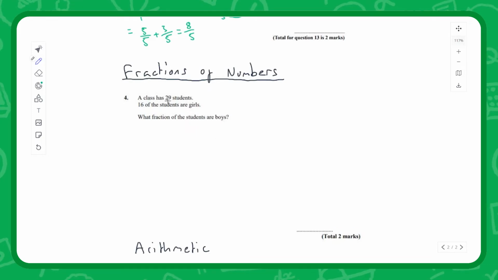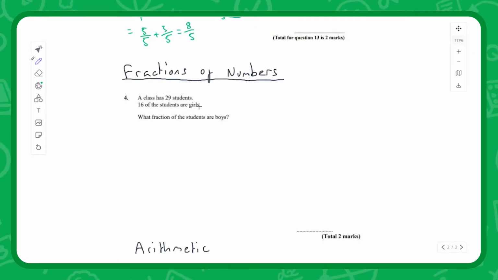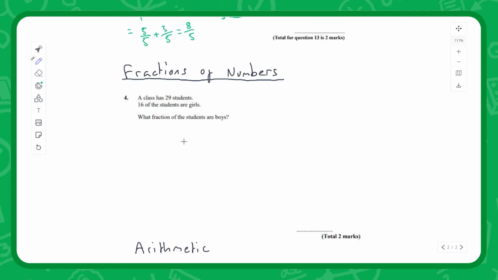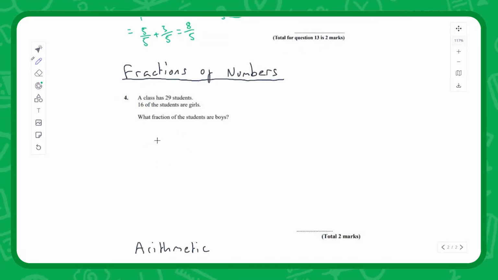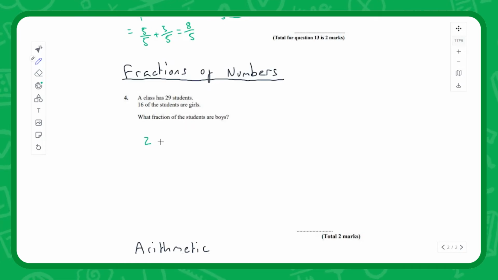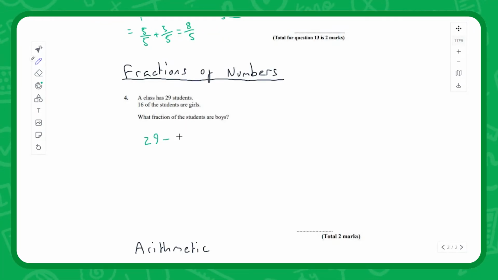Moving on to topic number 2, fractions of numbers. If a class has 29 students and 16 of them are girls, what fraction of the students are boys? So we're going to assume that all the non-girls are going to be boys. So we're going to say, if we're starting off with 29 and we're subtracting the 16 girls, we're going to be left with 13 boys. And as a fraction of the total, well, that's just 13 out of 29. And that's our answer, 13/29.